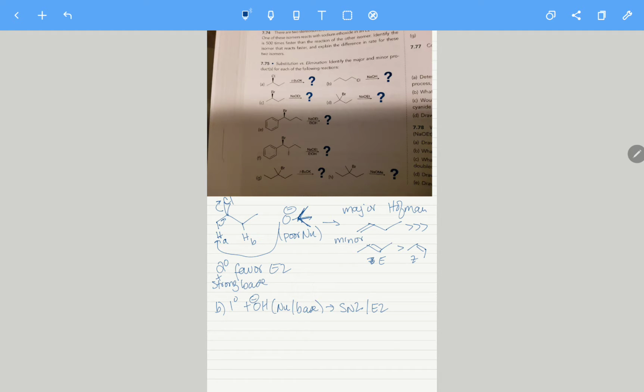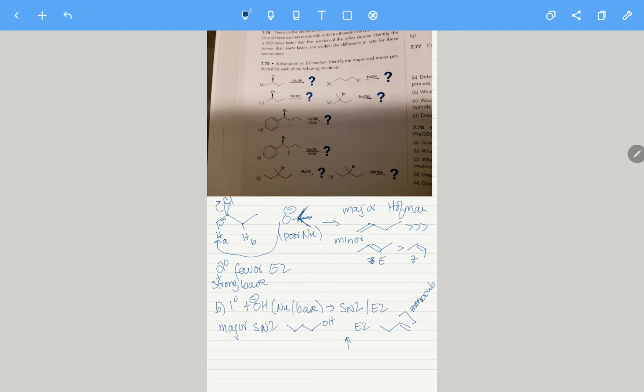Because primaries that are not very bulky don't really want to form the monosubstituted alkene, our major product is actually going to come from the substitution. And so this would be our major product. We're just going to substitute the Cl for the OH. And our minor product is going to be the E2, which would look like that. So remember that monosubstituted is very hard to form. So this is not going to be easily formed.